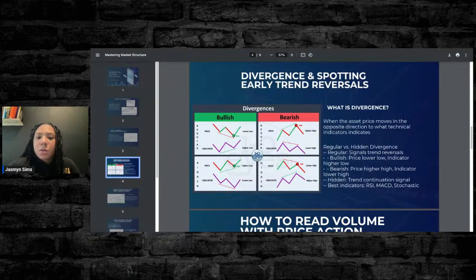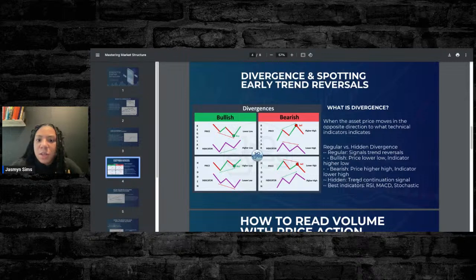There's regular divergence and then there's hidden divergence. So with regular divergence, it signals trend reversals. So when it's bullish, price has a lower low, and the indicator has a higher low, as you can see in this first quadrant right here. And then if it's bearish, price has a higher high. However, the indicator has a lower high.